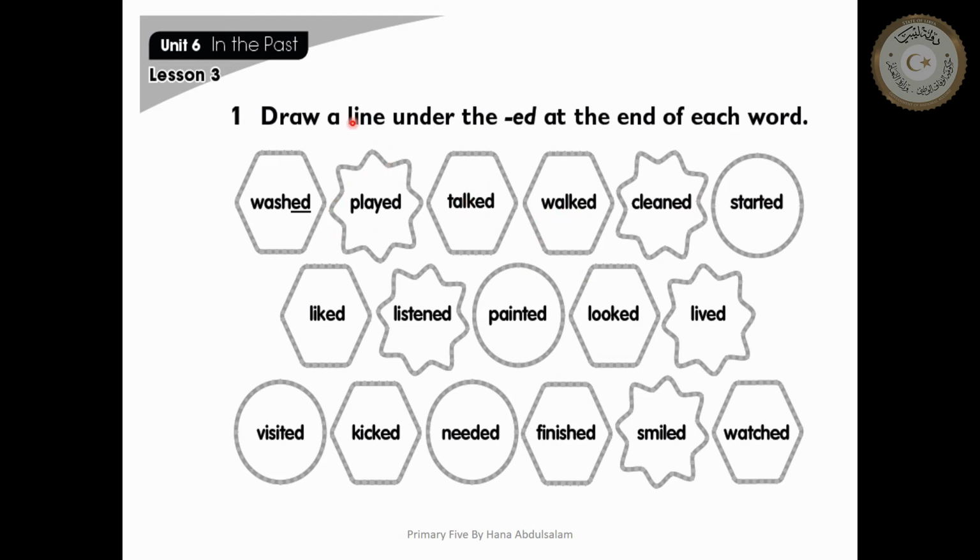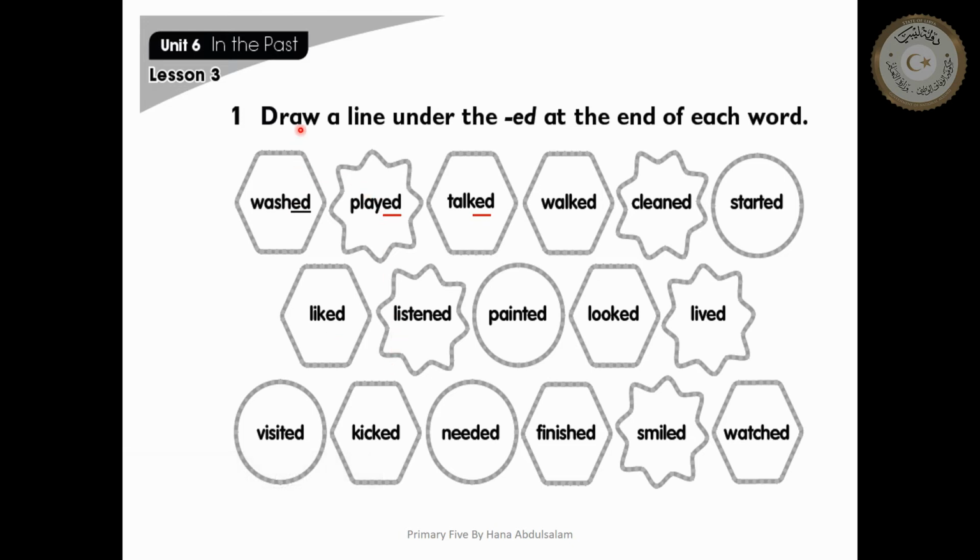So what are you going to do? Draw a line. What do we mean a line? Like this. Under what? ed. Can you see played? We make a line under the ed. Another example. Talked. So here we need to draw a line under what? Under ed. Quickly do that, please.